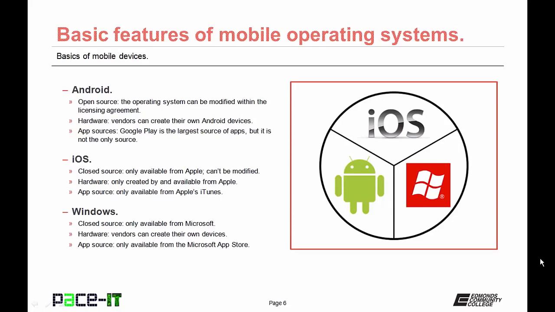Now let's move on to a brief discussion of Windows. Windows does have a mobile operating system. It's closed source as well. It's only available from Microsoft. But your hardware options are more than what's available with iOS, as vendors can create their own devices. Your only readily available source of apps is from Microsoft, though. So it's kind of a combination of the open source and the closed source ecosystem.